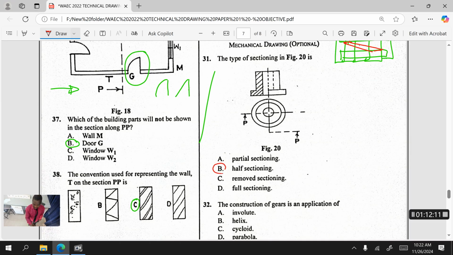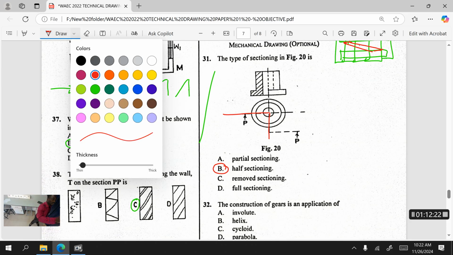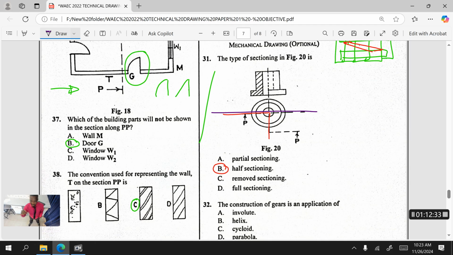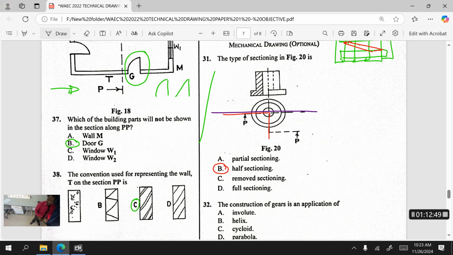Half sectioning. Take note. This is P. If it is a full section, it should go this way. But this is half of it. It's not a partial section; they didn't take one part off for us to section. It's not removed. They didn't bring that section out. It's not full sectioning like I've said. Do you get it now? So take note of that.